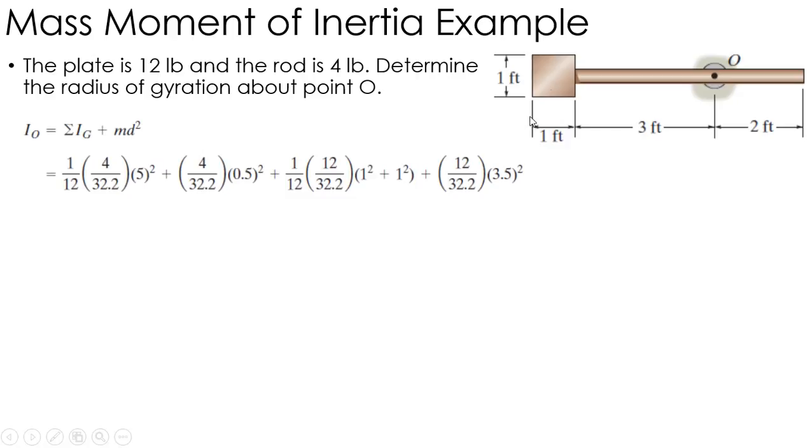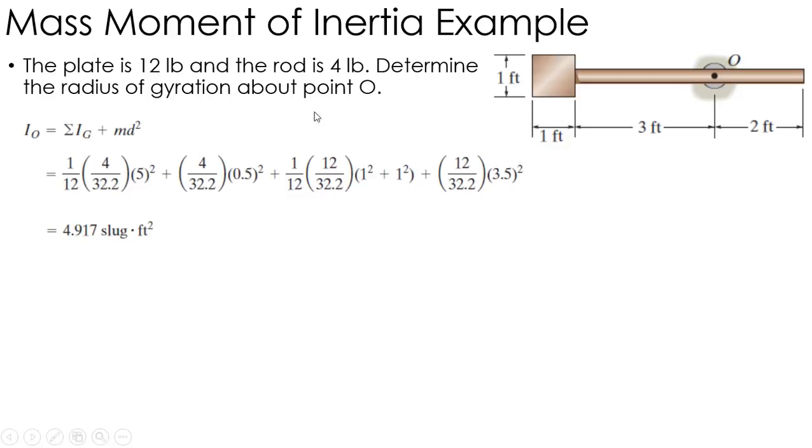I take that plus the mass of the plate, 12 divided by 32.2, times the distance the centroid is from O, which is going to be 3 to get to the edge, and then another 1/2 a foot to get to the center. So that's where the 3.5 squared comes from. Plugging that all in, I get a moment of inertia of about 4.9 slug-foot squared.